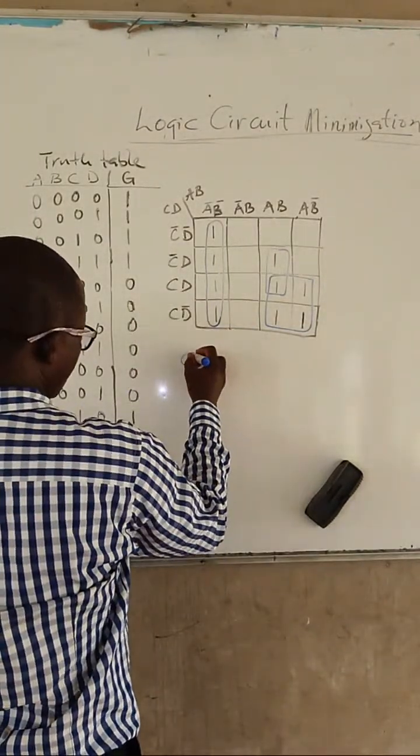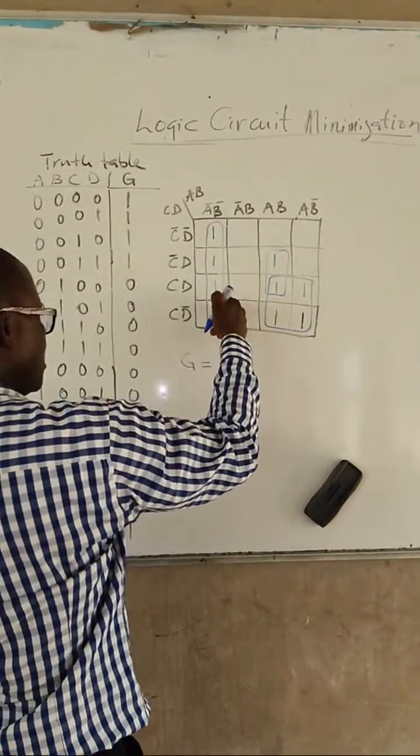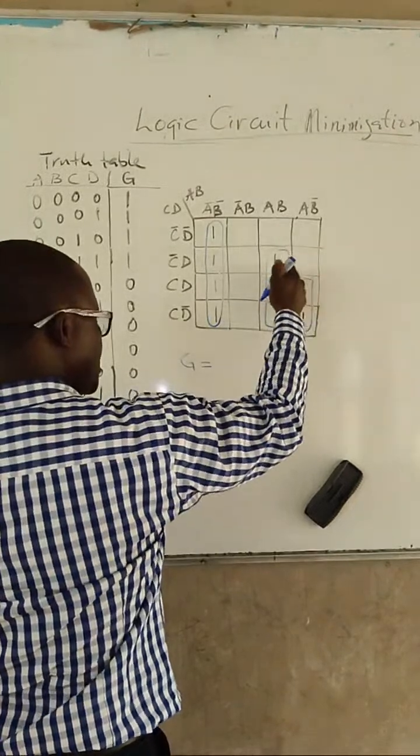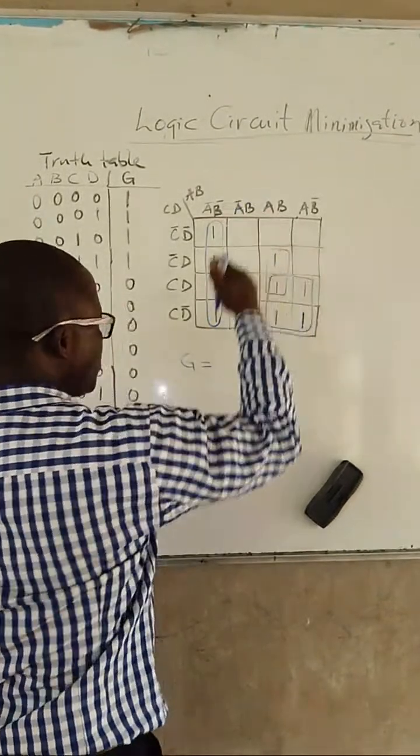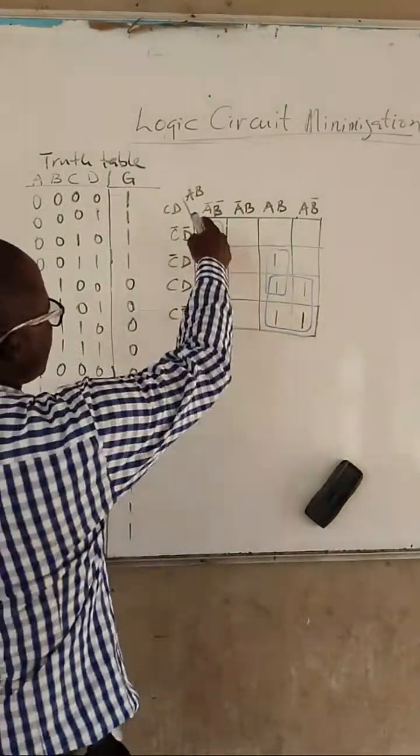Now let's write the final expression for this kind of map. G equals, what is the final expression for this map? The final expression for this one and the final expression for this. We're going to write them out as a sum. Now let's look at the expression for this.